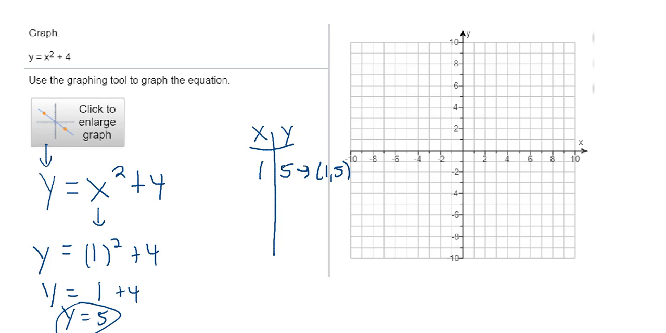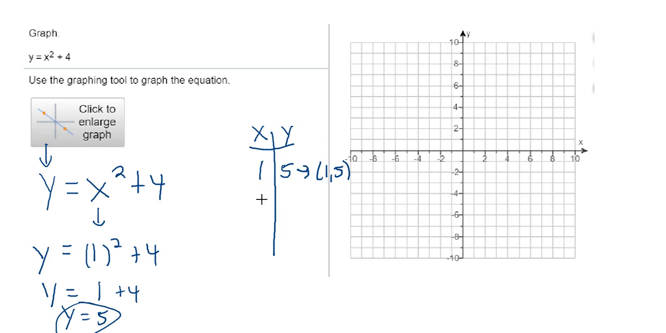In a moment, after you unpause the video, I'll go ahead and give you a few solutions. Hopefully one of my solutions will match the solution that you got.